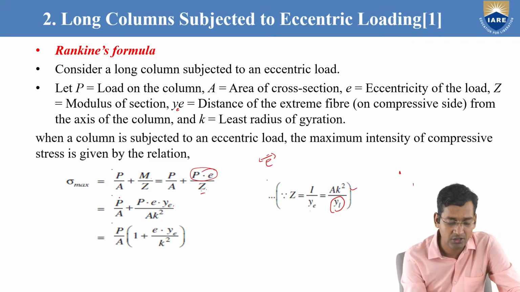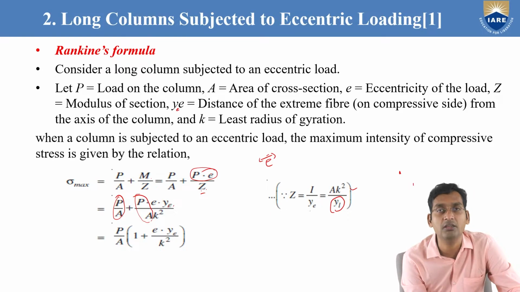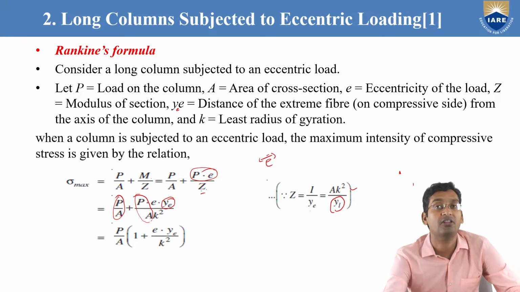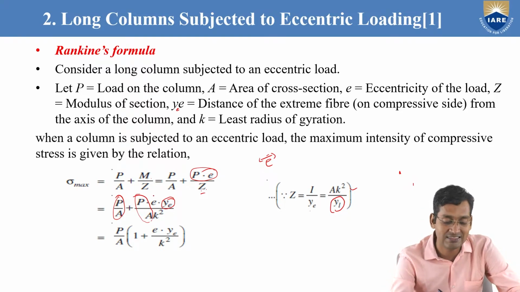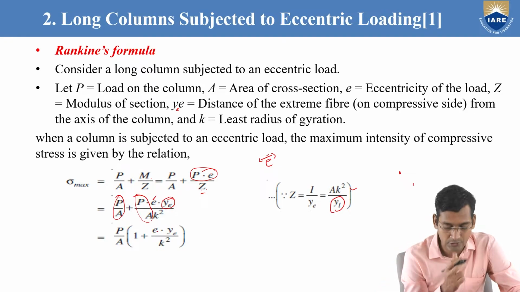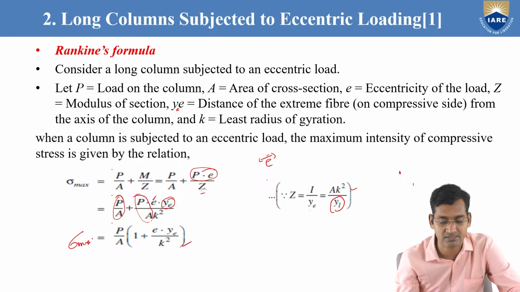Now see, here P by A and here also P by A is common. So take P by A common. After taking P by A common, what happened? For this term, 1, and in this term e into YE. Don't multiply that e and YE as e square. This subscript E denotes the extreme fiber, and this e is eccentricity. Okay, so now this will be 1 plus e YE by A K square. So this will be the sigma max.